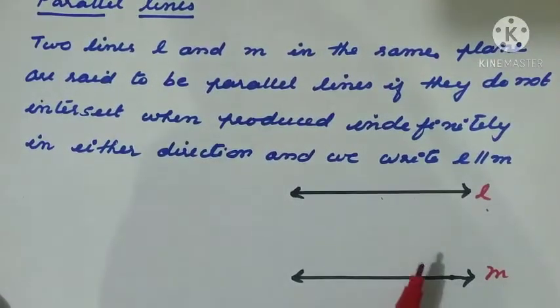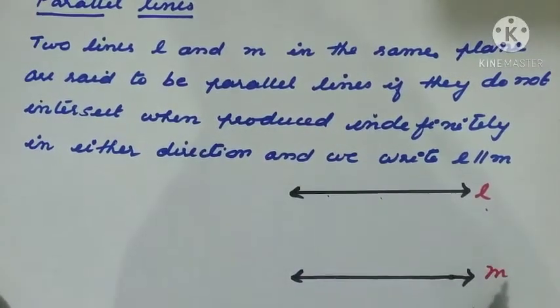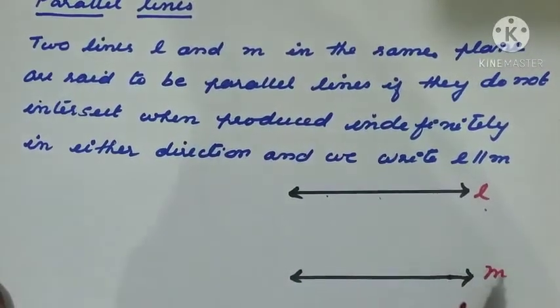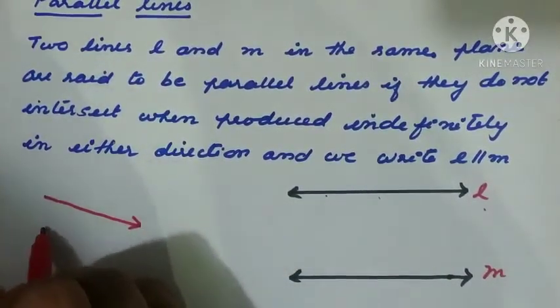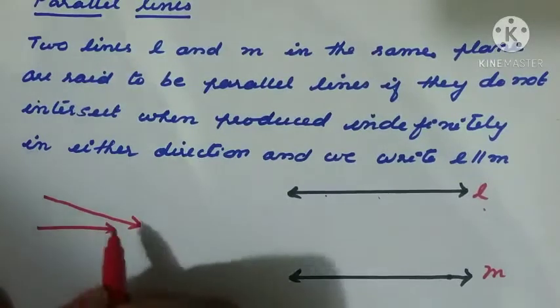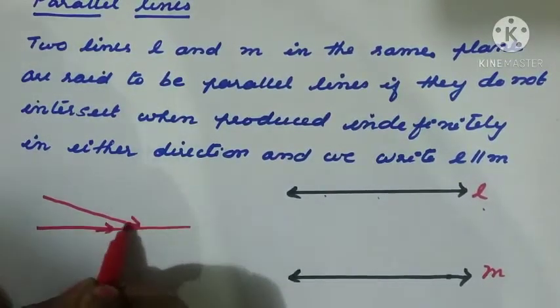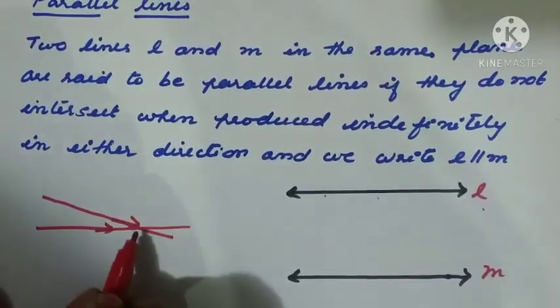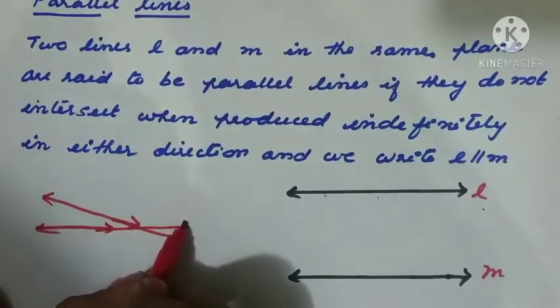If they are parallel lines, the distance between these two parallel lines is the same at any point. Now suppose I am taking one line like this. Here, these two are not parallel. If we produce this somewhere, it will meet. That is called intersecting lines. So these are not parallel lines.